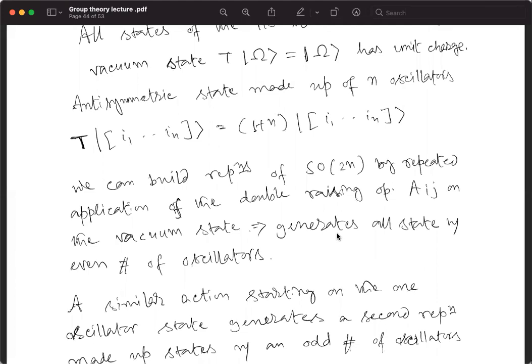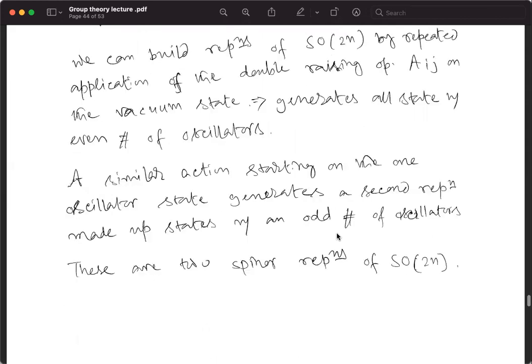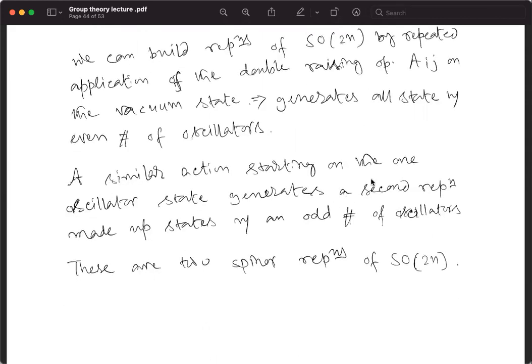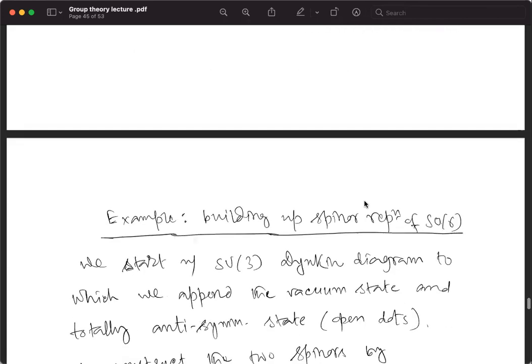You can build a representation of SO(2n) by repeated applications of the double raising operators A_ij on the vacuum state, which generates all states with an even number of oscillators. Right? A similar action starting on the one-oscillator state generates a second representation made up of states with an odd number of oscillators, and these are the two spinor representations of SO(2n).